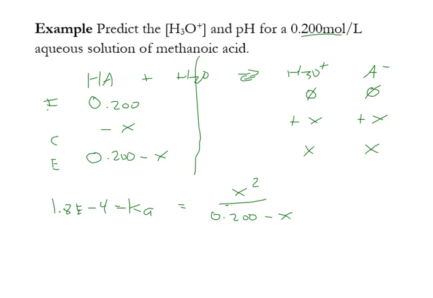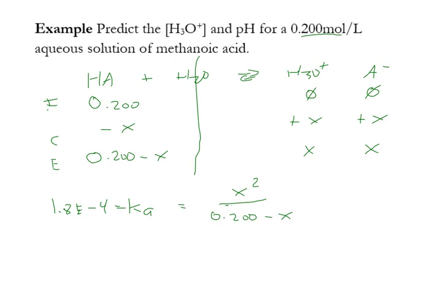and times by 1,000. I get 0.18. So I took my Ka value and I times by 1,000, I got 0.18. Is that still less than your initial concentration? Yeah, my initial concentration was 0.20. So the rule they're giving us then is that we don't actually need to use the quadratic formula.